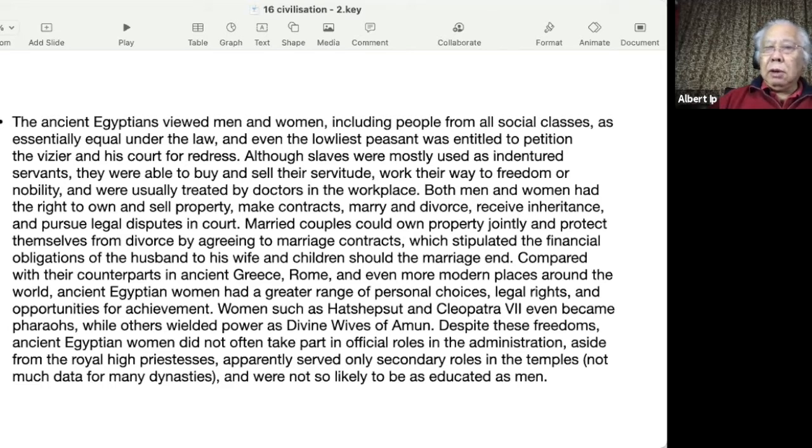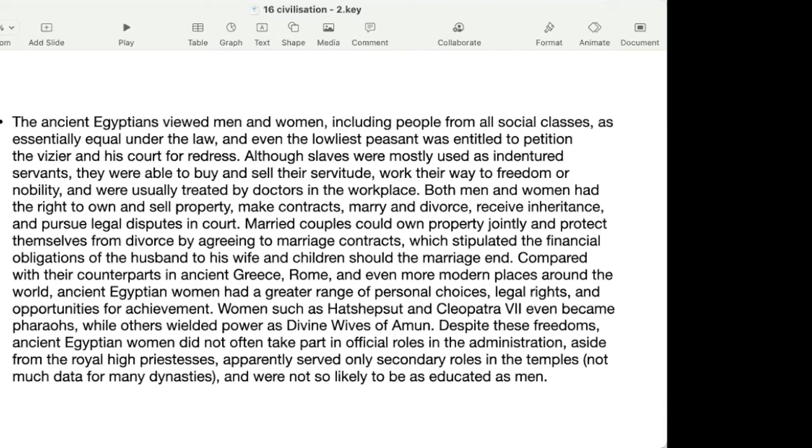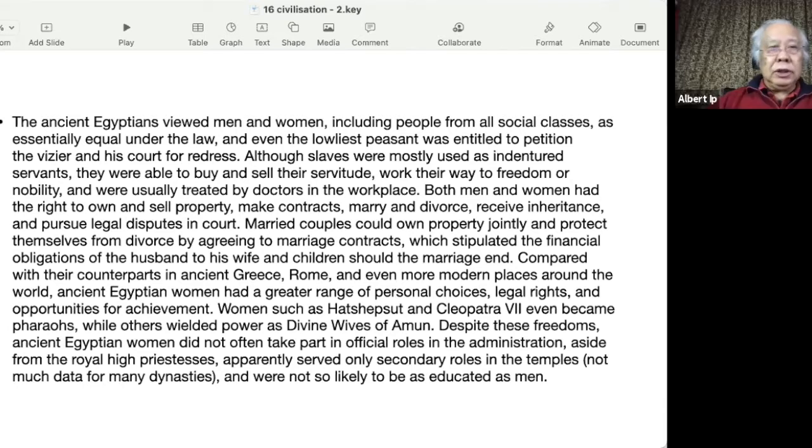So that was quite interesting to me, at least. The ancient Egyptians had such a balanced gender politics.